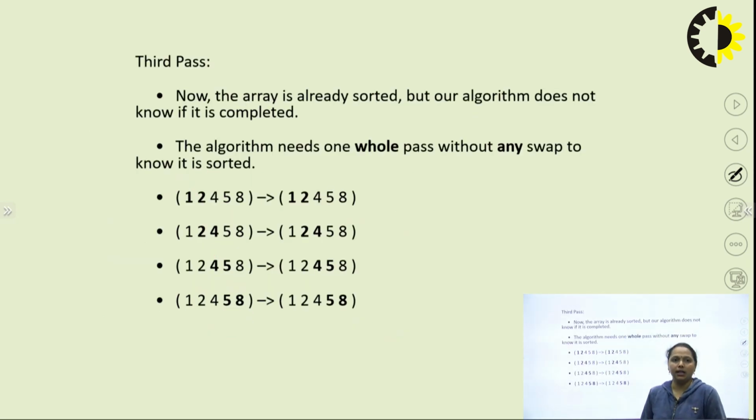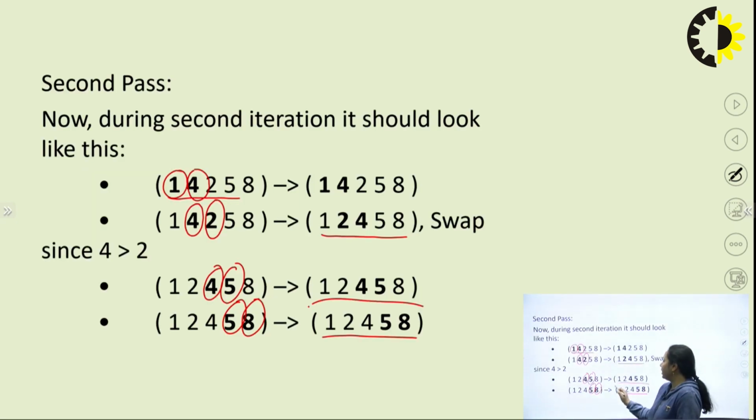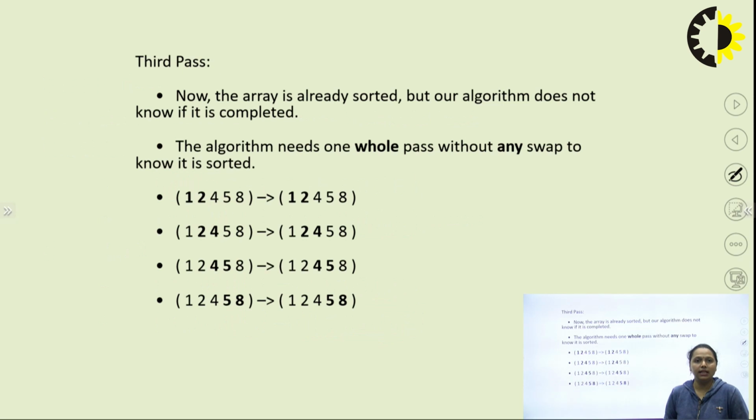Again in the third pass, although we can see that we have a sorted list of elements, the system will not recognize it here. It will repeat the process until all elements are compared and sorted. So the algorithm needs one whole pass without any swap to know it is sorted. So within the third pass, it will repeat the process again, although the list is sorted.